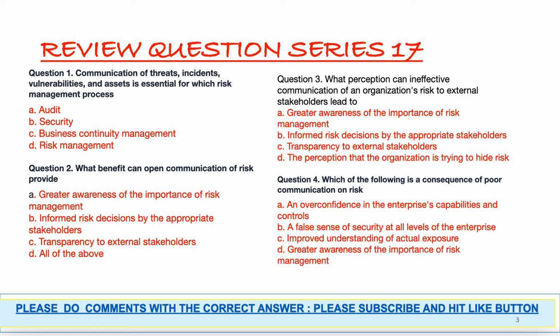Similarly, coming to the next question, which of the following is a consequence of poor communication on the risk? Options are number one, an overconfidence in the enterprise capability and controls. Next option, a false sense of security at all levels of the enterprise. Next option, improved understanding of actual exposure. And next option, greater awareness of the importance of risk management.